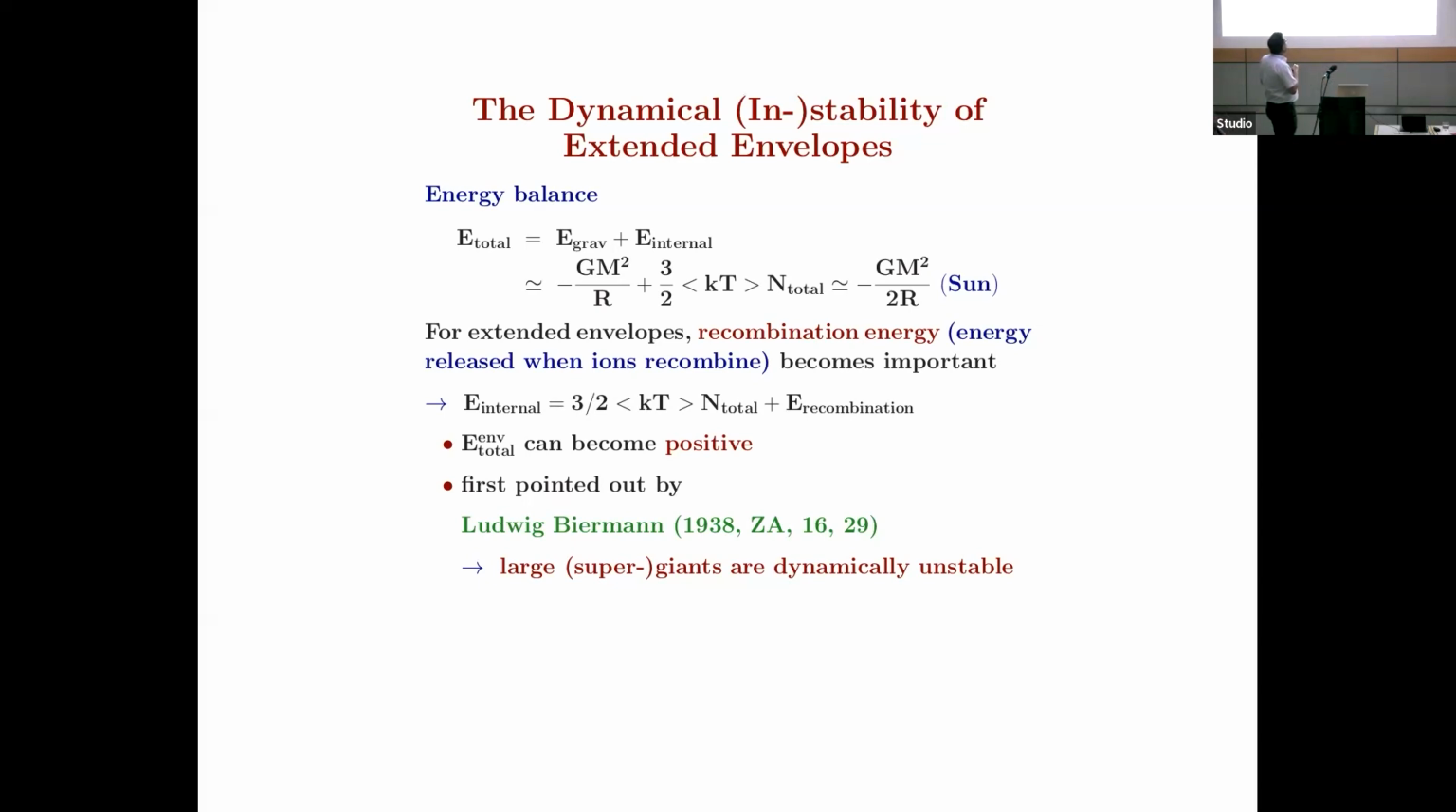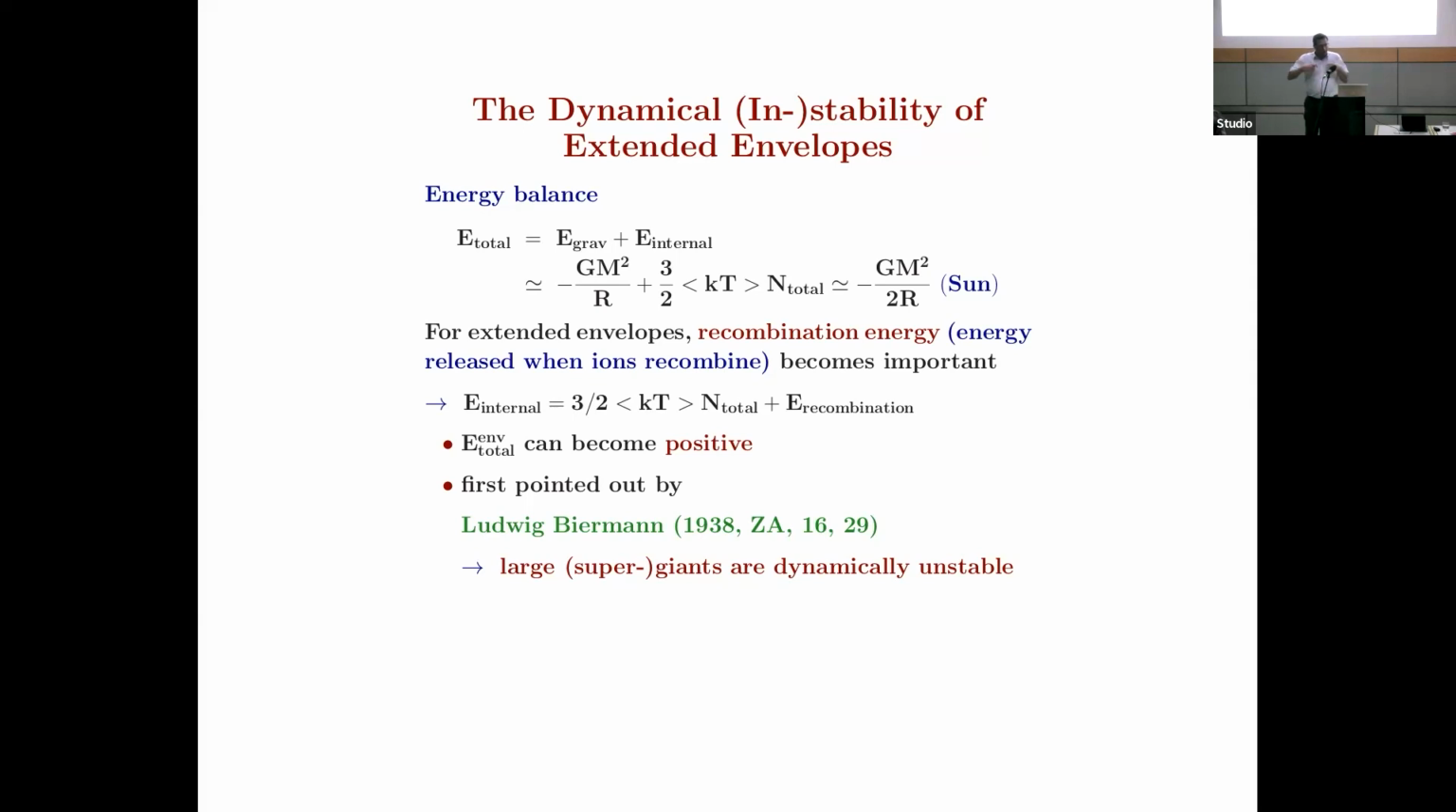And I can write this schematically, like some average 3/2 kT times the total number of particles. Importantly, the total sum of these two is about minus GM squared over 2R, because this is roughly half the size of the potential energy. So that's the total energy of a star like the sun, and it's negative, which means it's well bound.